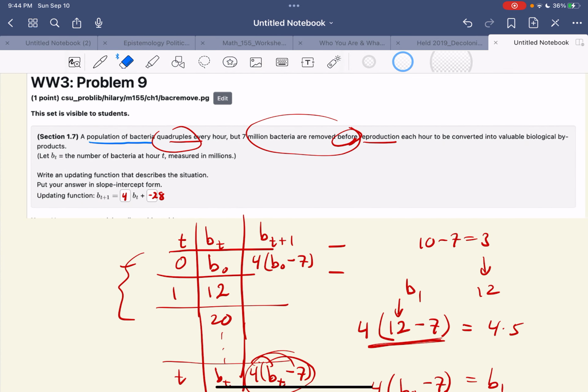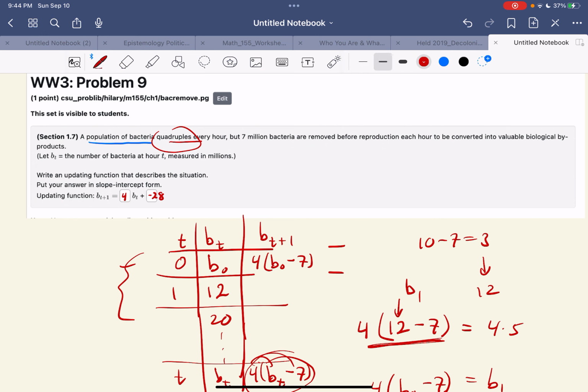Now, if instead of being removed before reproduction, it was removed after reproduction, then however much bacteria is there gets to reproduce, so it quadruples, but then I remove 7. So this number here would not be minus 28, it would be minus 7, but that's if it was removed after. Hopefully that makes sense. The order matters.